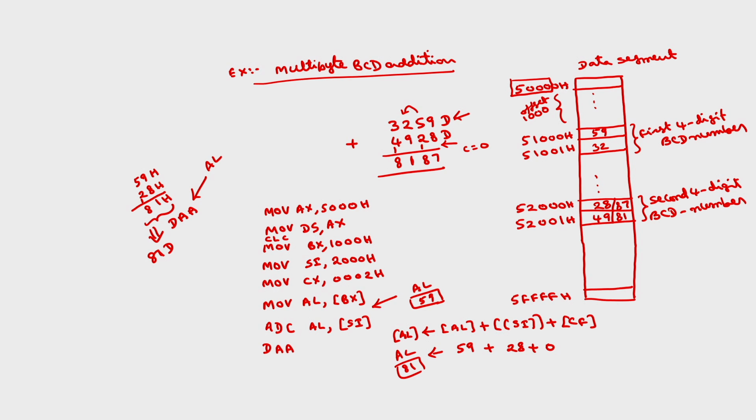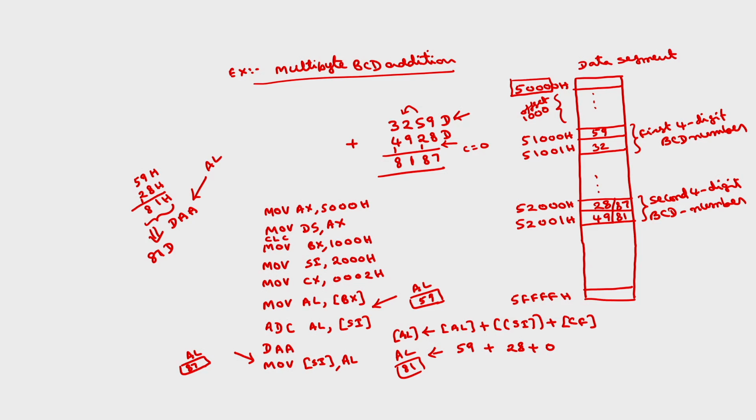Before writing the loop instruction, I have to store the result also. I want to replace the second number with the result. After the DAA, in AL the 8-bit result 87 is present. That I want to store back at the offset of 2000, which is pointed to by SI. So the instruction will be MOV [SI], AL, so that this 28 will be replaced with the lower-order result 87.